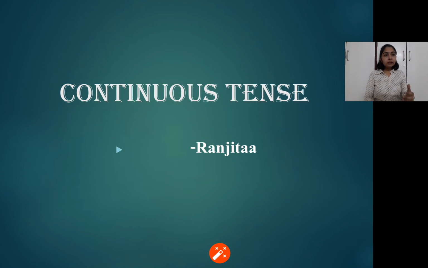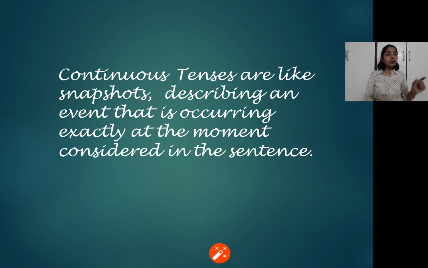Let us first understand what the continuous tenses are. Continuous tenses are like snapshots describing an event that is occurring exactly at the moment of time considered in the sentence. Just note that part, the time considered in the sentence. The time considered can be past, future, or present. Present, we are describing whatever is going on right now. Past, we are describing something which happened in the past at that particular moment of time. And in the future, at that particular time, that means tomorrow at this time what I will be doing, that comes in the future continuous tense.